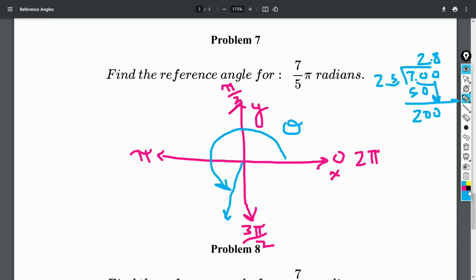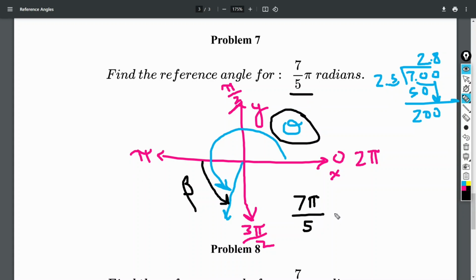So we have theta here. Our beta is here. Our reference angle is here. So what we're going to do is take this angle here and subtract pi from it. So we do 7 pi over 5. And 1 pi written with the denominator of 5 would be 5 pi over 5. And we're going to get 2 pi over 5 as our reference angle in radians. Okay, take a moment to take that in, and we'll do one more.